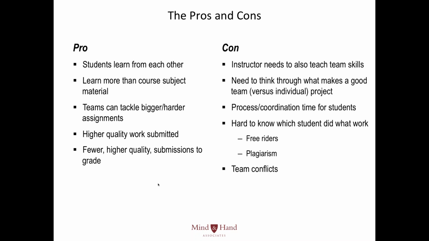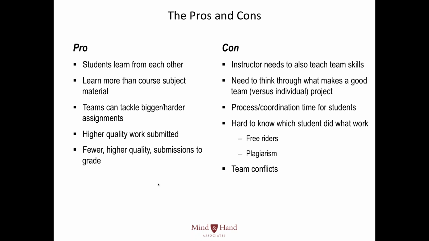I think the con is that you really do need to think through what makes a good team versus an individual project. We'll talk about what makes a good team assignment in just a moment, but you really need to think through some of the parameters of it. From the student side, there's also process and coordination time for them, and the bigger the team, the more difficult and time-consuming it is. As you know, setting up a meeting with just one other person is a lot faster than trying to set up a meeting with 5 or 6 people, and they have that as well.